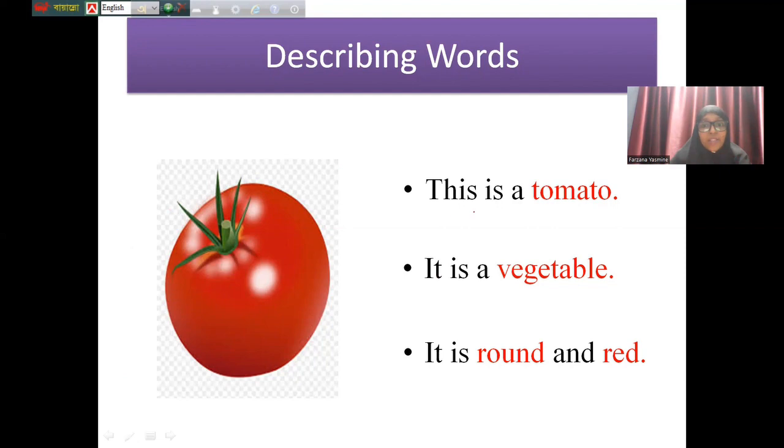So how can you say it? This is a tomato. It is a vegetable. So you can tell this in a short way. For example, this is a tomato or it's a tomato. It's the vegetable. It's round and red. Now let's see the next one.